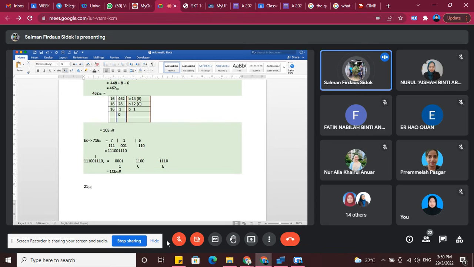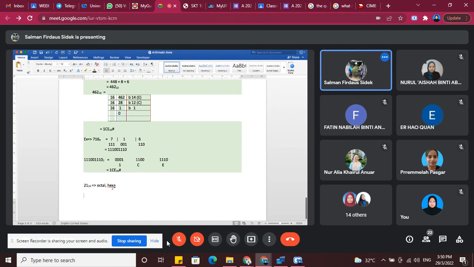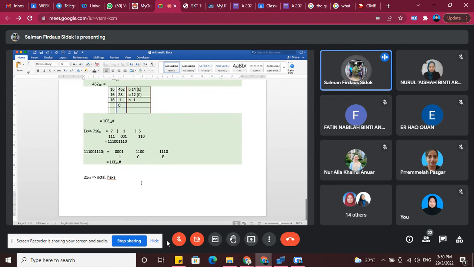Okay, this one is the last question before you take a break for 5 or 10 minutes. Okay, katakan umur awak 21 tahun. Let's say your age is 21. So please get your age in binary, in octal, and then in hexa. Cuba buat. Nak guna teknik apa?